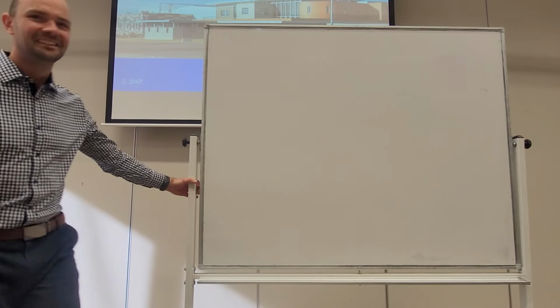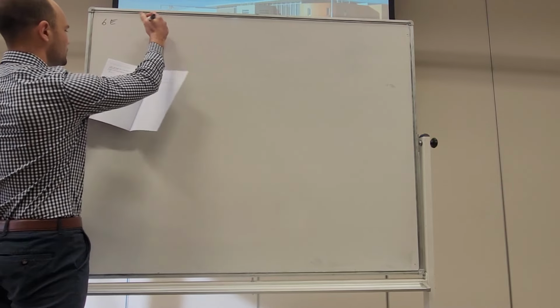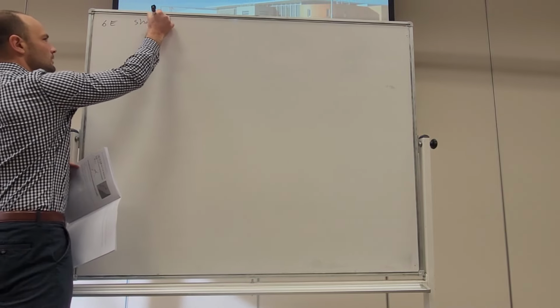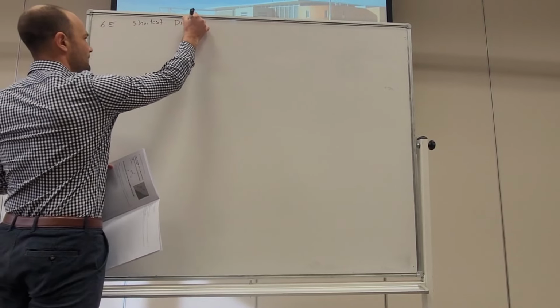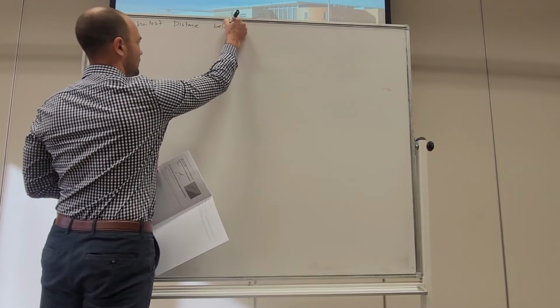Get to the end of year 2. All right, so we're at 6E, shortest distance between a point and a line, and we're starting in 2 dimensions. And our first example, we'll get straight into it, distance between a point and a line.